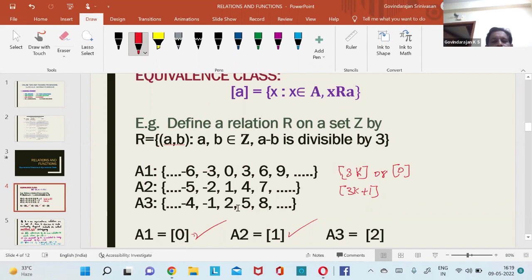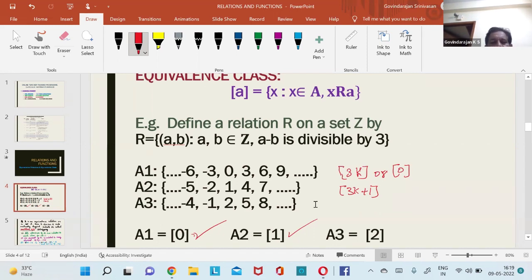So the difference of any two numbers is A minus B. A and B belong to A3, and A minus B is divisible by 3. Of course, we know that. This is also another subset of A, a subset of the integers.